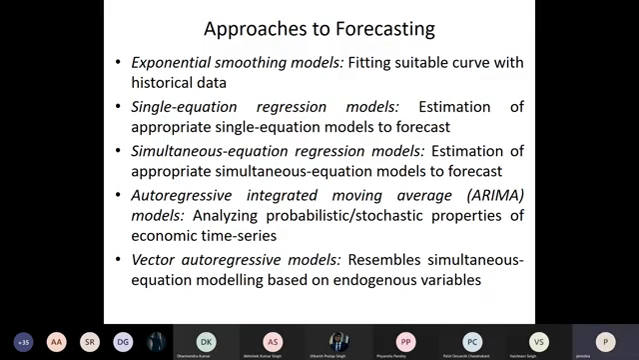Then single equation regression models, basically estimation of appropriate single equation models, like the relationship between, say for example, savings and income, because from the macroeconomic point of view, understanding how our saving behavior changes is very, very important, because it is savings from where we source the capital to make investment. So saving is very, very important for macroeconomic policies as well. So we may estimate the relationship between saving as the dependent variable, and independent variables like income, rate of interest, etc.